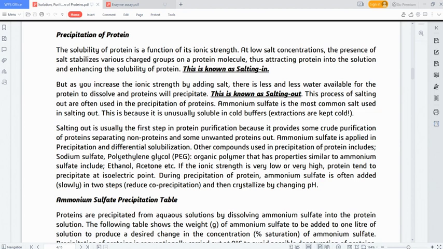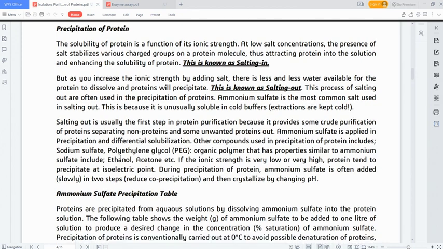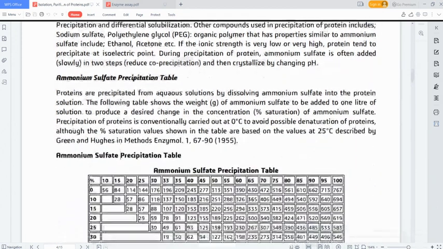It's not only ammonium sulfate you can use. Some other organic compounds, something like polyethylene glycol, PEG, can be used. You can also use something like ethanol, acetone, they can precipitate protein. We can also, like I said before, adjust the pH to precipitate, and so on and so forth. So when you go through the notes, you will get some more insights.